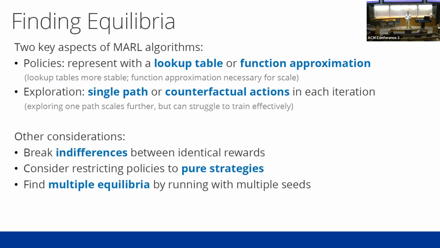Some other considerations that we talk about in the paper that I'll just brush over quickly here. It's important to break ties between actions that give identical rewards. In some of these auctions, it's possible that two actions can really just end up having the same effect. And in that case, learning algorithms tend to just mix between them randomly and thrash around, which really hurts convergence. It's also helpful to restrict policies to pure strategies, both because it makes things easier to evaluate and because it's computationally easier. And finally, with stochastic learning algorithms, it's possible to find multiple equilibria simply by running it with multiple random seeds and seeing what different equilibria pop up.